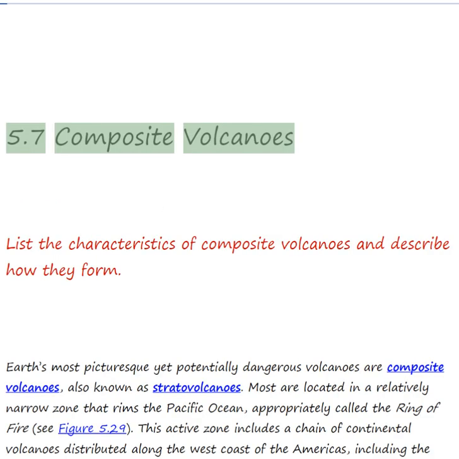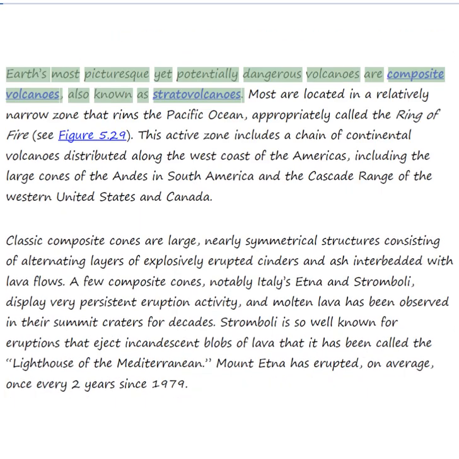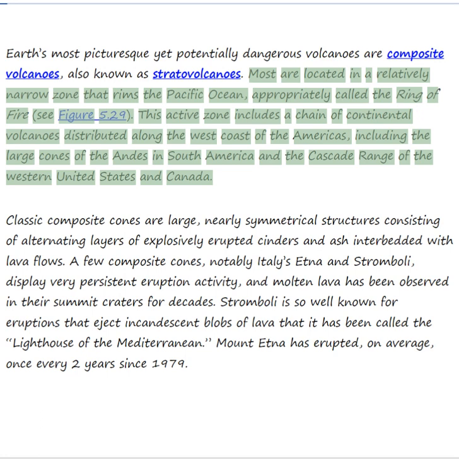5.7 Composite Volcanoes. List the characteristics of composite volcanoes and describe how they form. Earth's most picturesque yet potentially dangerous volcanoes are composite volcanoes, also known as stratovolcanoes. Most are located in a relatively narrow zone that rims the Pacific Ocean, appropriately called the Ring of Fire. This active zone includes a chain of continental volcanoes distributed along the west coast of the Americas, including the large cones of the Andes in South America and the Cascade Range of the western United States and Canada.